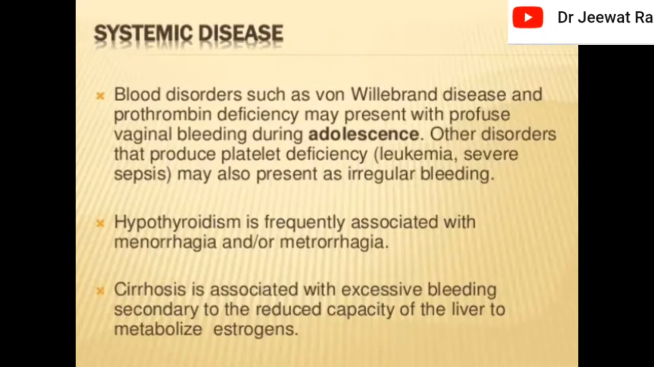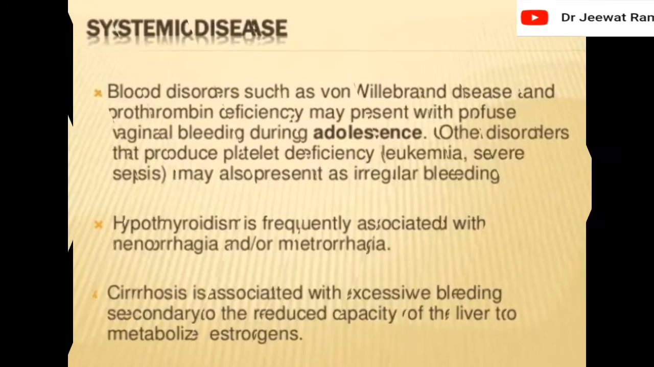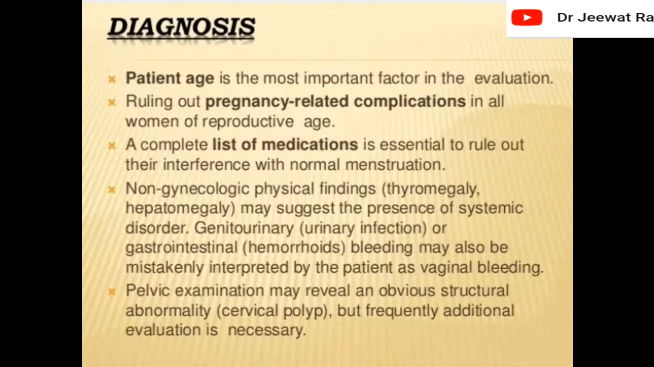Hypothyroidism is frequently associated with menorrhagia and/or metrorrhagia. Cirrhosis is associated with excessive bleeding secondary to the reduced capacity of the liver to metabolize estrogens. Diagnosis: patient age is the most important factor in the evaluation. Rule out pregnancy-related complications in all women of reproductive age. A complete list of medications is essential to rule out their interference with normal menstruation.